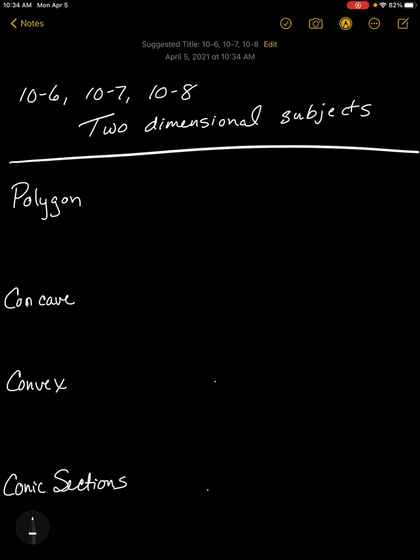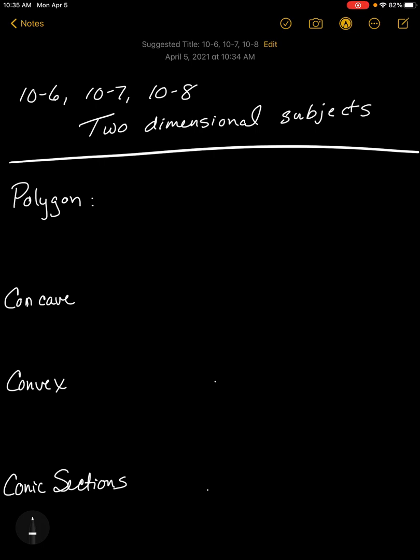Integrated 1. Today we're going to actually do 10-6, 10-7, and 10-8 all together. It's just different subjects that you've already either had or had a while ago, and we're just going to go over them all together in bulk. And so the first thing they talk about, and this is kind of all about two-dimensional things. It's just a conglomeration of many things.